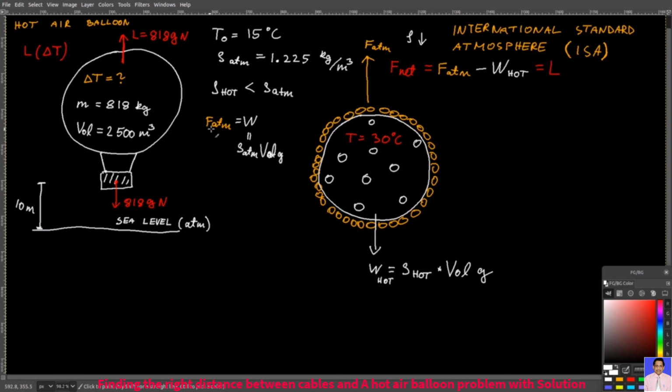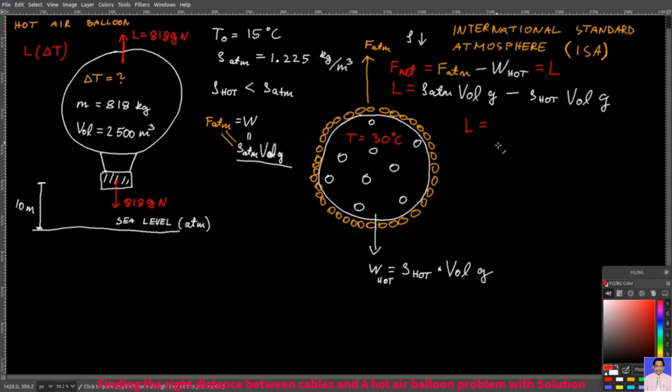And since it's equal to this atmospheric force, that means that we can also write the atmospheric force in this form. That means that now we can write that lift equals this expression here, minus this expression here. So now with this formula, we can calculate our lift.